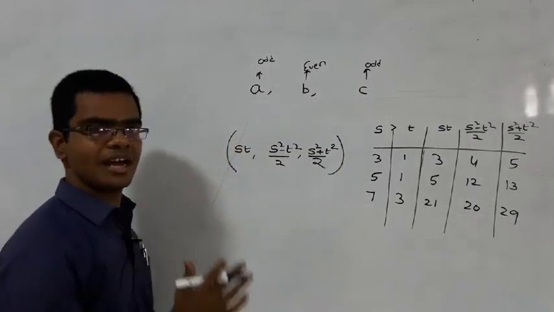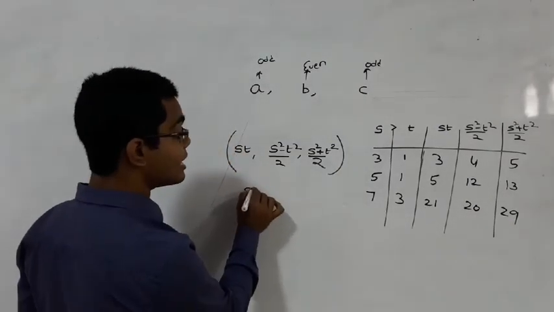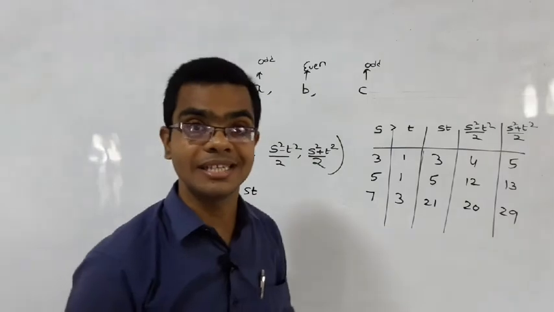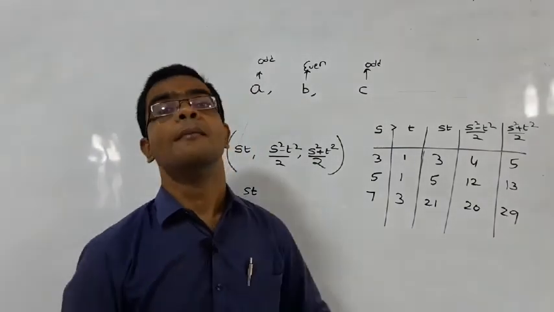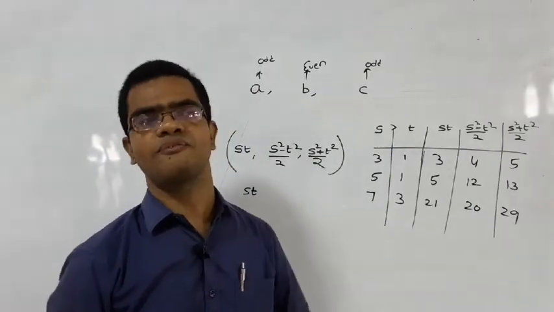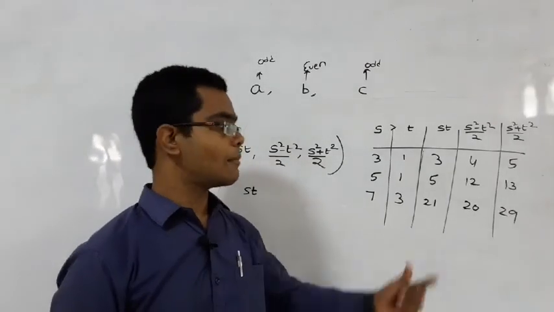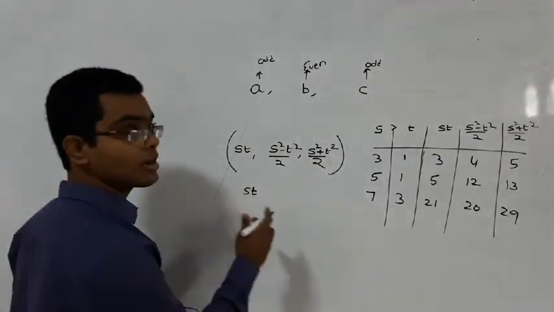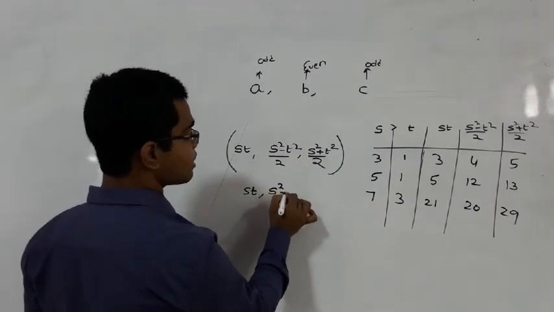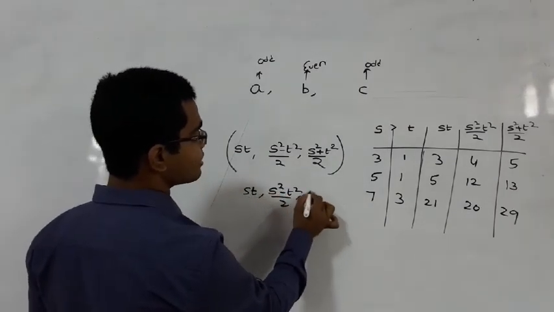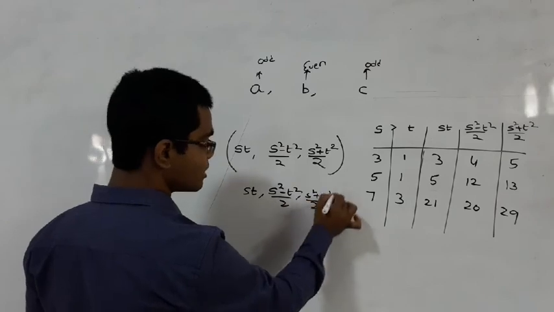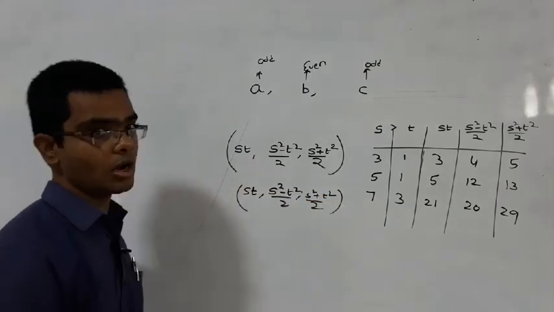Sirs, I am talking about primitive Pythagoras triplets. From this you can derive infinite derived Pythagoras triplets. I am talking about the primitive Pythagoras triplets, which are really most important. Any primitive Pythagoras triplet can be written in this form, ST, S square minus T square by 2, and S square plus T square by 2, where S and T are relatively prime and odd numbers.